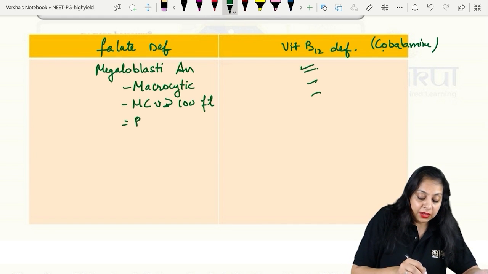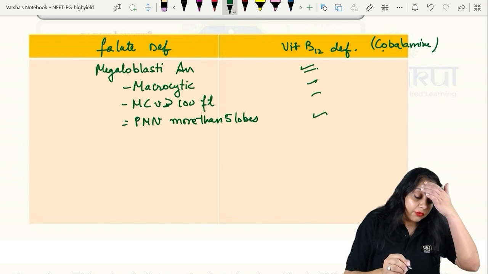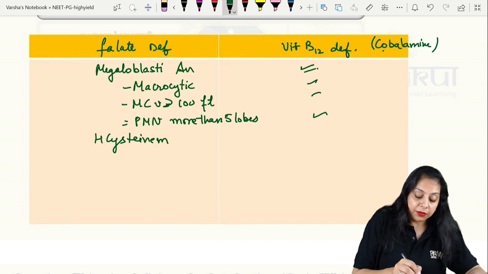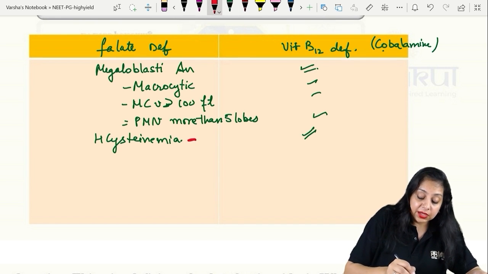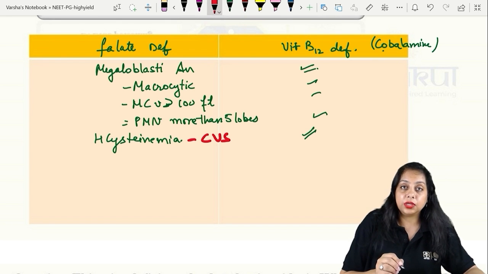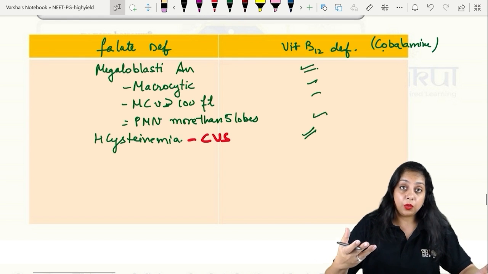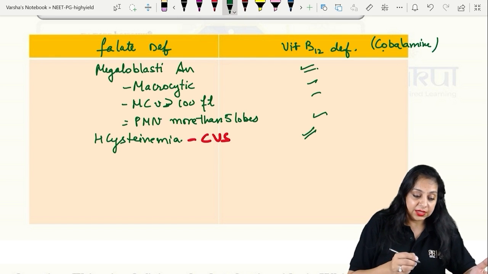And there will be PMNs with more than 5 lobes. The same is true up to this point, right? But there will be homocystinemia. Homocystinemia in the case of folate deficiency is also there in vitamin B12 deficiency. Homocystinemia, know this, is related to increased risk of cardiovascular disorders, right? Homocystinemia is another topic I don't want to discuss here, but still, if you get a question, this is the key point. Homocystinemia is related to increased risk of cardiovascular diseases.